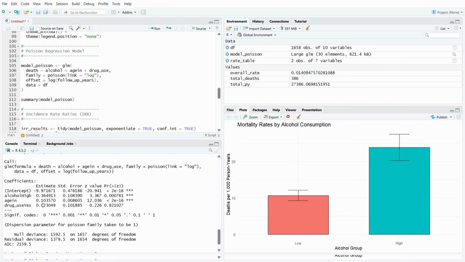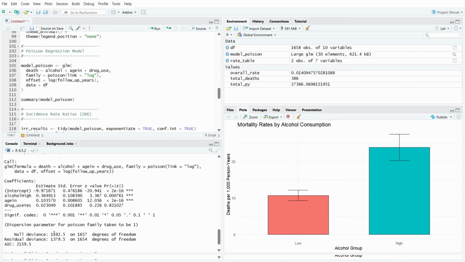Now, drug use. The coefficient for drug use is very small, about 0.023, and the p-value is 0.82. That's nowhere near statistically significant. So based on this model, there's no evidence that drug use is associated with a change in death rate once alcohol use and age are accounted for.